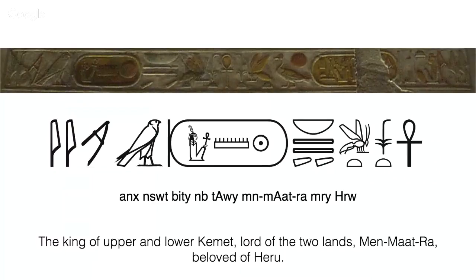All right. So we have Ankh, Nisud Biti, Neb Tawi, Min Ma'at Ra, Meri Heru. So we have Nisud Biti. And remember I said the throne name and the family name are within a Cartouche or Shenu. So we have Nisud Biti, Neb Tawi, Lord of the two lands. And then we have the name. So it's the king of upper and lower Kemet, Lord of the two lands, Min Ma'at Ra, beloved of Heru.